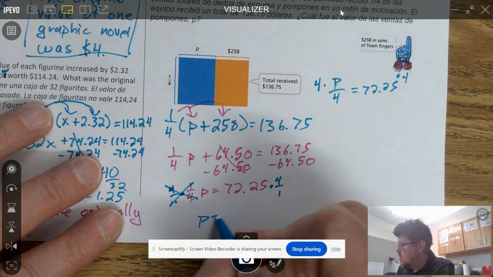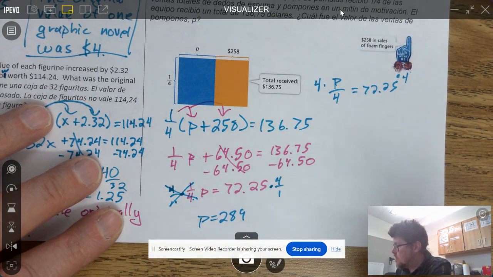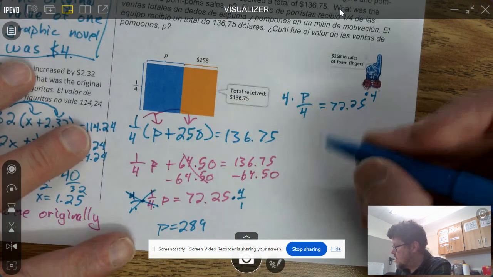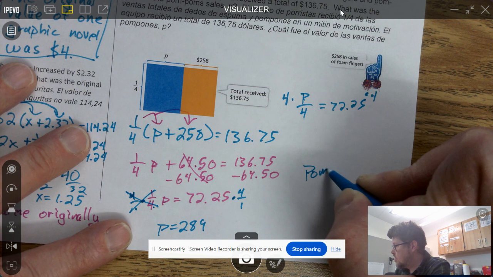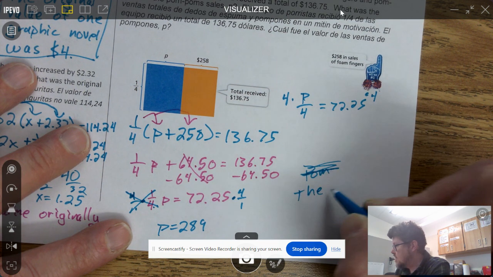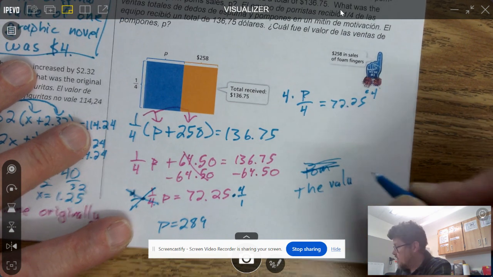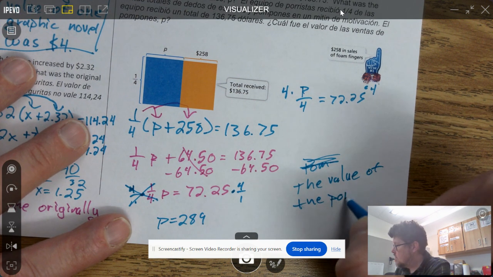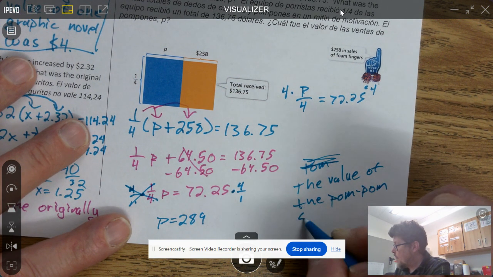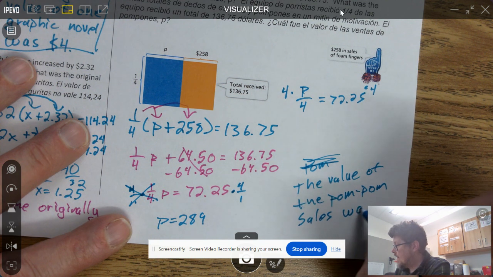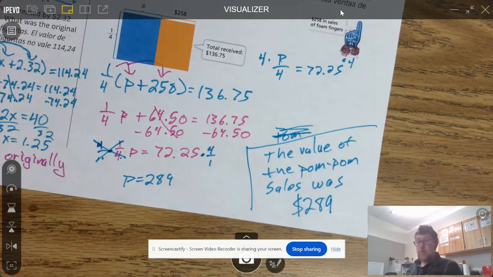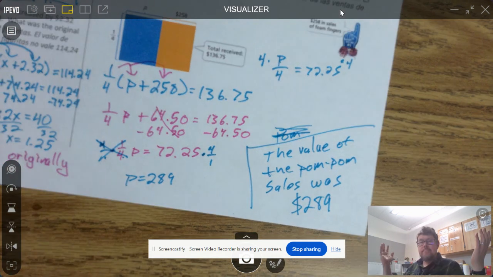So what are we looking for? The value of the pom pom sales, right? So let's say the value, because that's how the question is asked. The value of pom pom sales was $289. Kabooyah. There you go.